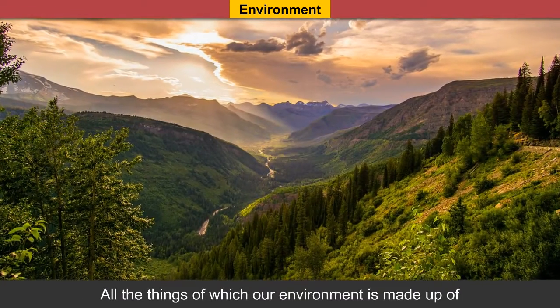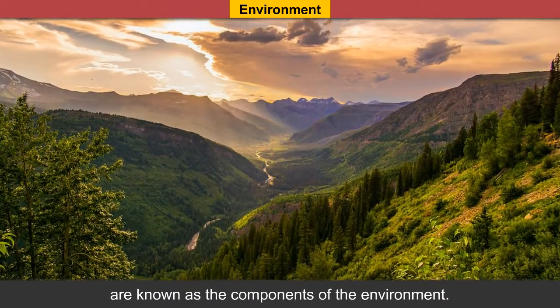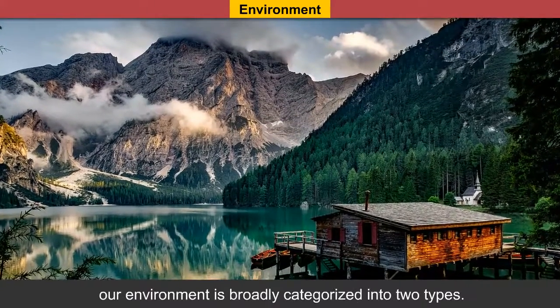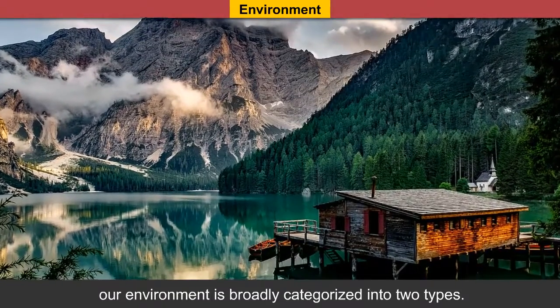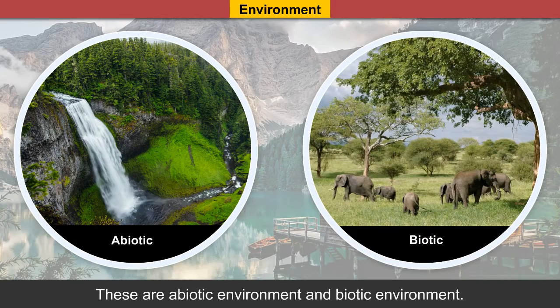All the things of which our environment is made up are known as the components of the environment. According to the nature of components, our environment is broadly categorized into two types. These are abiotic environment and biotic environment.